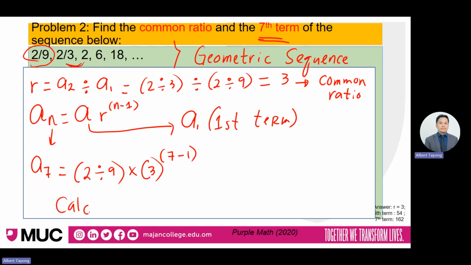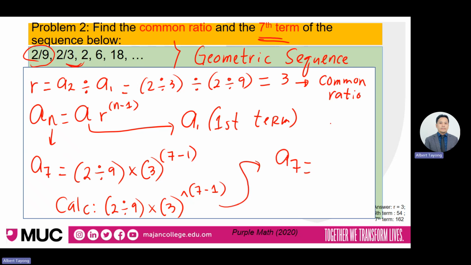So in the calculator, you have to follow the same. 2 over 9, open and close, times 3 raised to the power of 7 minus 1. Or you can put 6 here directly. So our a sub 7 using your calculator is equal to 162. Okay, so that's how to get the answer here. It's very simple. We just have to use the formula r equals a sub 2 divided by a sub 1. And this is the nth term of any geometric sequence. So let's proceed to problem 3.